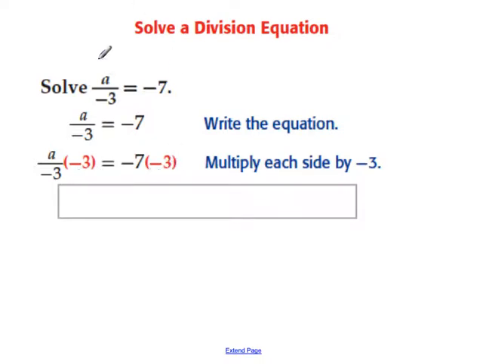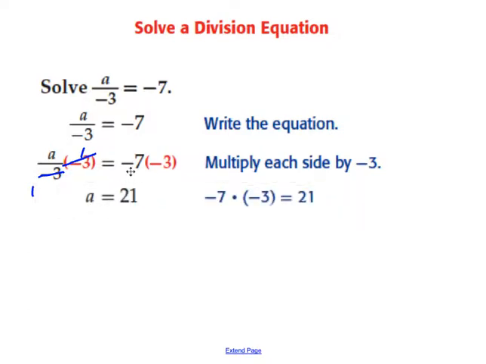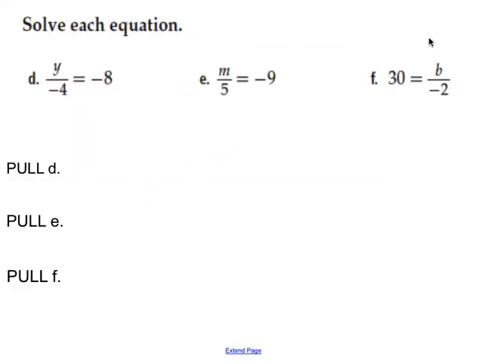Whatever we do on one side, we must do on the other. Now when we multiply by -3, the -3 in the denominator and the -3 we're multiplying by cancel out, and they actually give us ones. And 1 times anything is just the number that we're multiplying by. So we get a equals positive 21. Remember, two negatives, those are the same sign when we're multiplying, so we get positive 21. Here's another opportunity for you to pause the video, see if you can figure these out on your own.